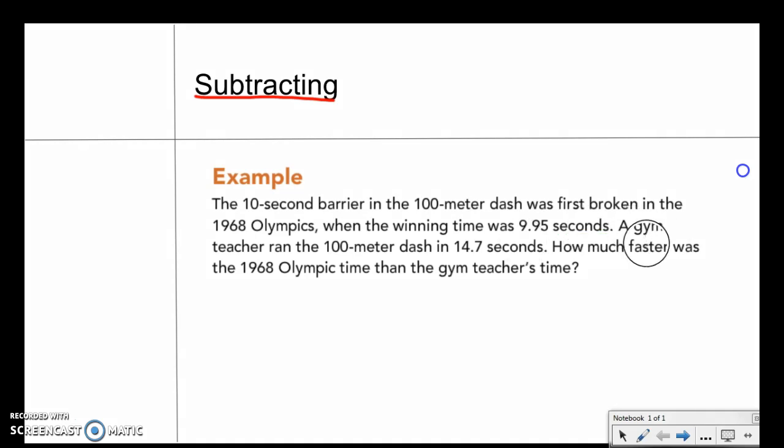Okay, colorful lines on the board. Okay.